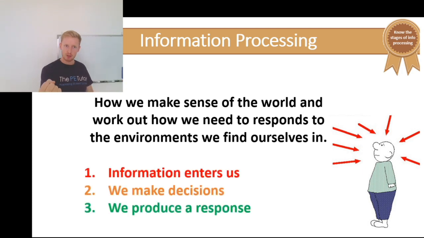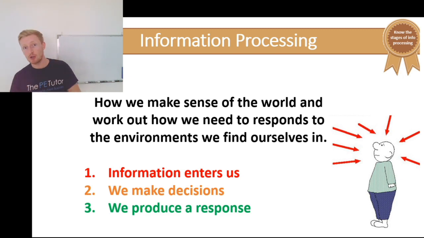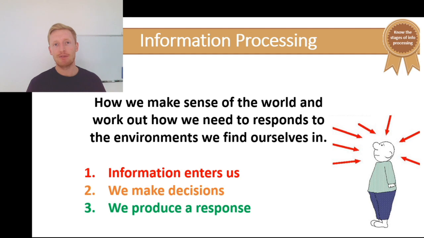So information, step one, enters us through sense organs. Those 5 things that we just had there: eyes, ears, nose, mouth, touch, and then our balance as well, or our kinesthesis, intrinsic factors, such as your balance. Well, I just said balance. But if you were to close your eyes and gradually lean over, you'd probably be able to gauge if you were tipping or what direction you were facing.